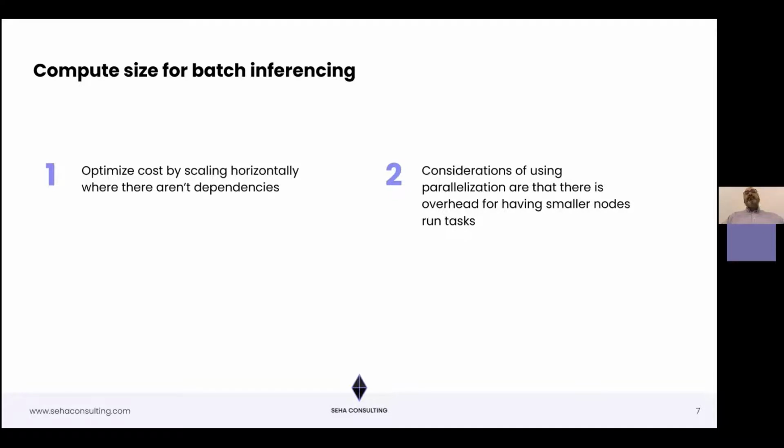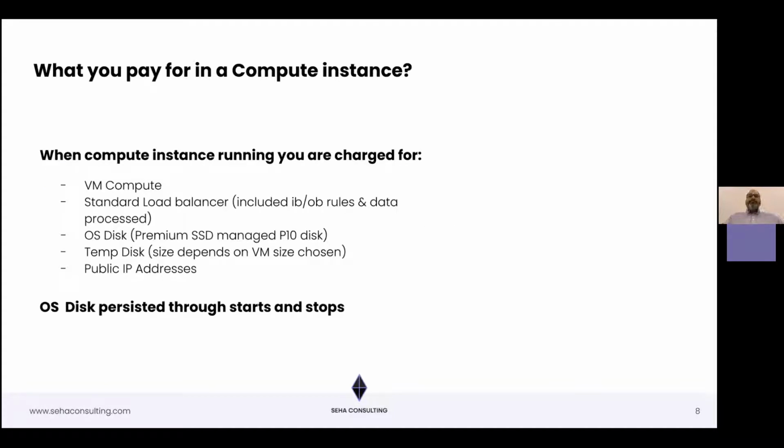And obviously with any parallelization, if you distribute tasks on a number of nodes, the more you scale out, the more smaller nodes you're using to run tasks, there's going to be overhead to then take the data those smaller nodes are processing and compile it together. So those are considerations to keep in mind for batch inferencing.